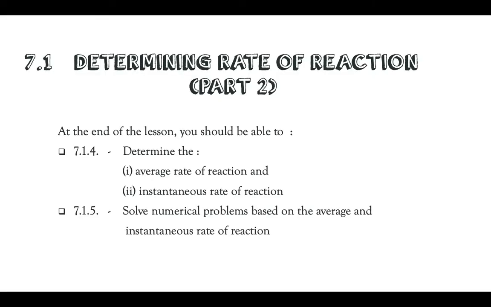Today, I would like to continue our lesson on part 2, subtopic 7.1, determining rate of reaction. So, in this part 2, the learning outcomes or the learning standard that you should be able to gain is to determine the average rate of reaction and instantaneous rate of reaction. And number 2 is to solve numerical problems based on the average and instantaneous rate of reaction.